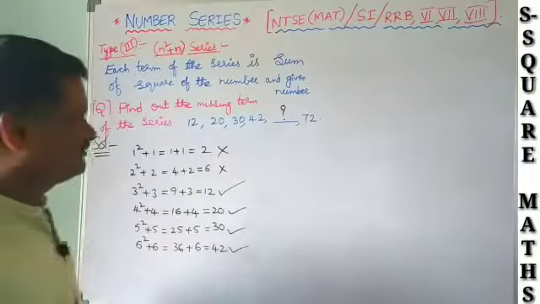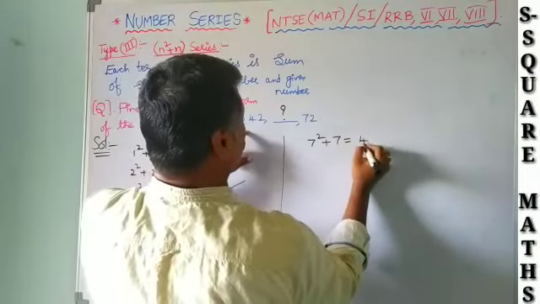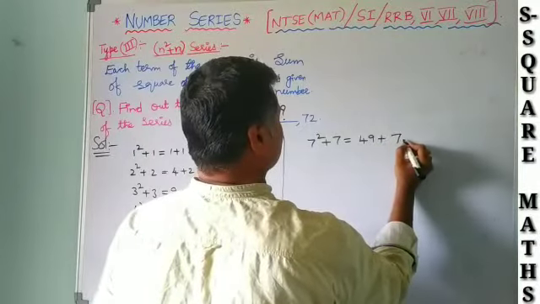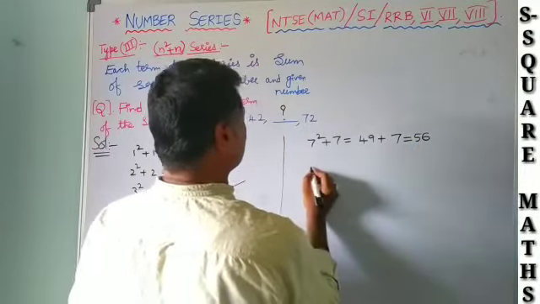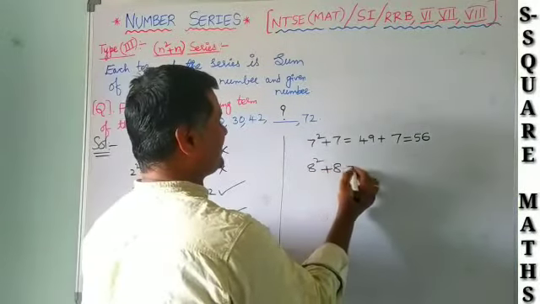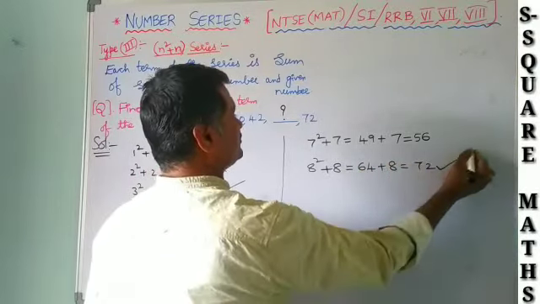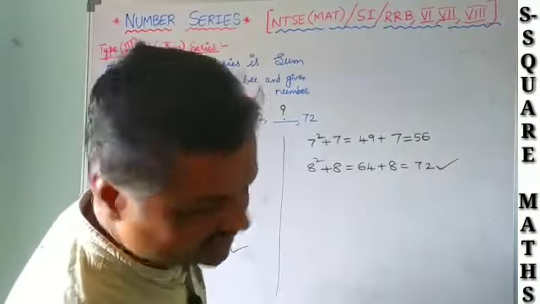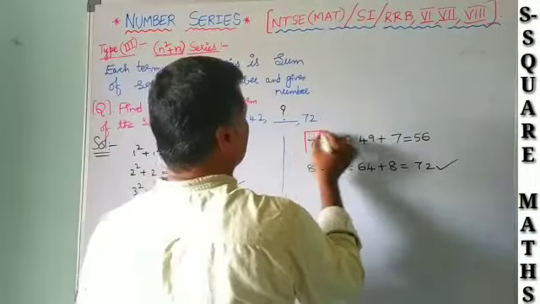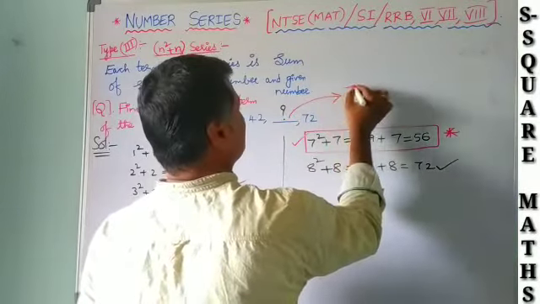Let us continue our pattern here. 7 square plus 7, 7 into 7 is 49, plus 7 gives you 56. Next, in the same way we will proceed to see whether we get the next term or not. 8 square plus 8, 8 into 8, 64 plus 8 gives you 72. So by observation, after 42 what we got here is 56. Therefore our missing term of the given series is 56.